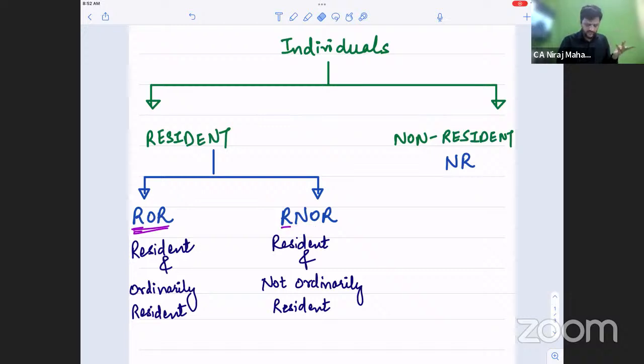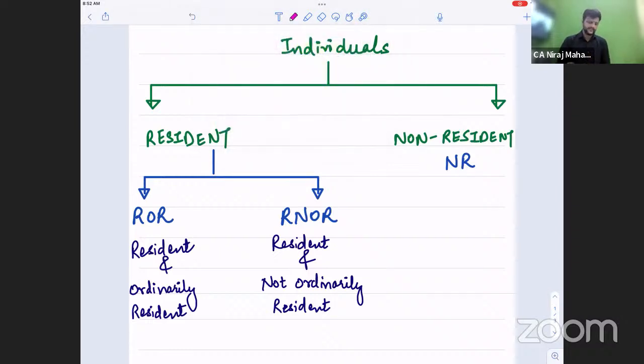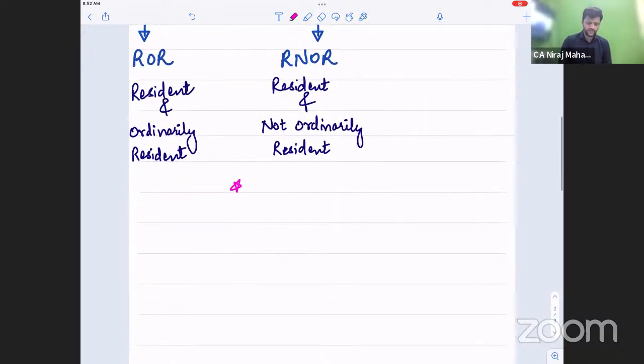If they don't clear the first stage of resident itself, then our work is very easy. We simply call them NR, non-resident. Clear or no? Very good. And we have one more case: deemed resident. And the deemed resident is also always covered as RNOR.